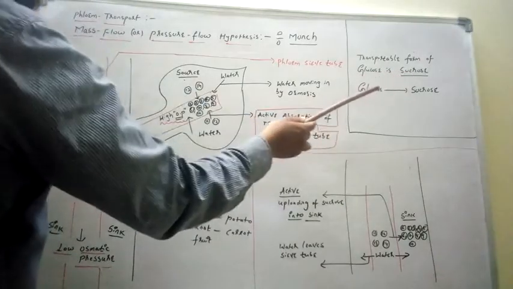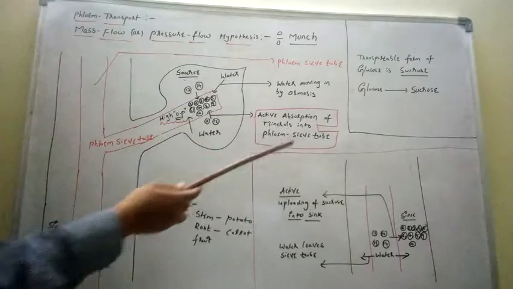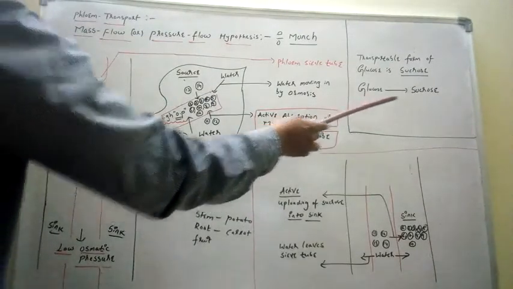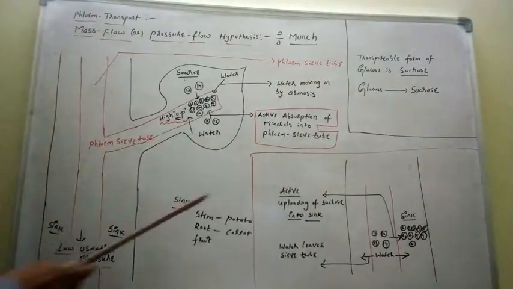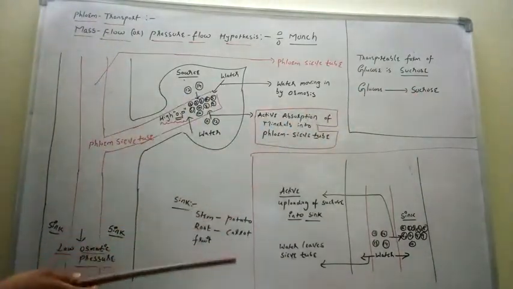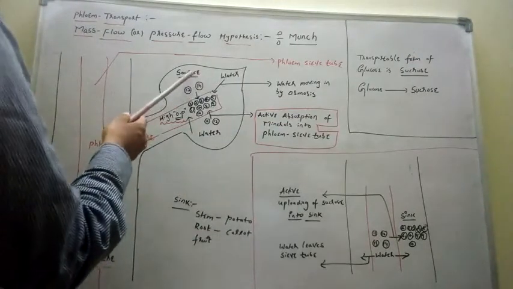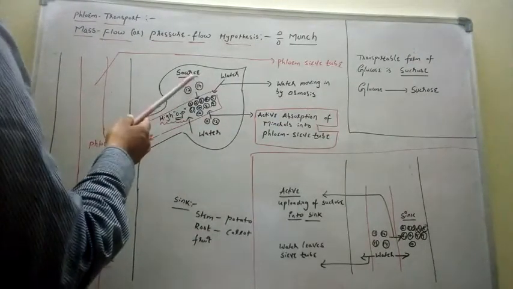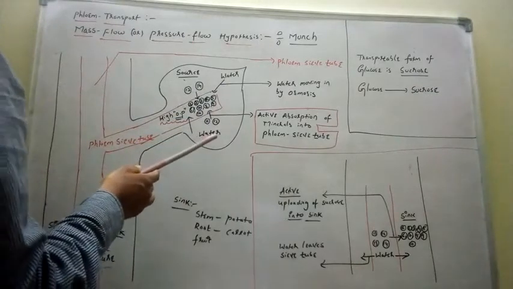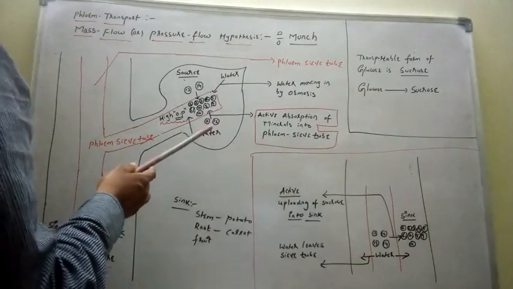So first the glucose is converted into sucrose. Glucose is a monosaccharide, sucrose is a disaccharide. Now this is the sucrose molecule, this is the source, the leaf. In the source, the glucose is first manufactured and converted into sucrose.